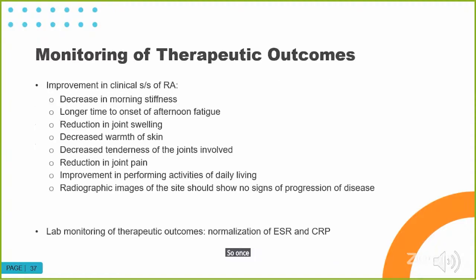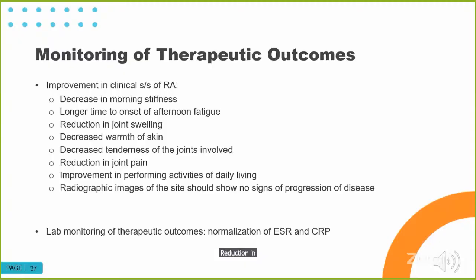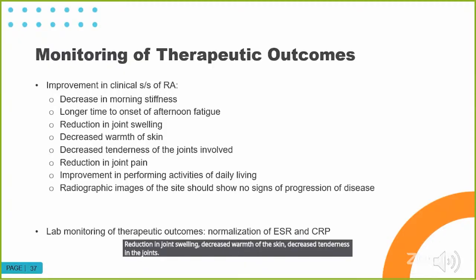So once a patient is on a DMARD, we want to make sure that they are receiving the efficacy that we intended them to receive from the medication. So what we're going to monitor for is really clinical signs and symptoms of RA. Patients should see a decrease in morning stiffness, longer time to onset of afternoon fatigue, reduction in joint swelling, decreased warmth of the skin, decreased tenderness in the joints, reduction in joint pain, improvement in performance of activities of daily living, and radiographic images should not show any signs of progression of disease.